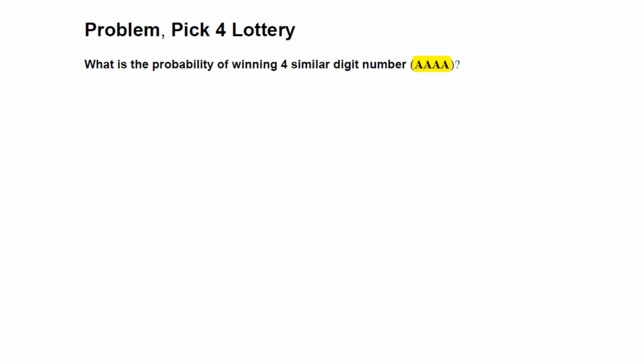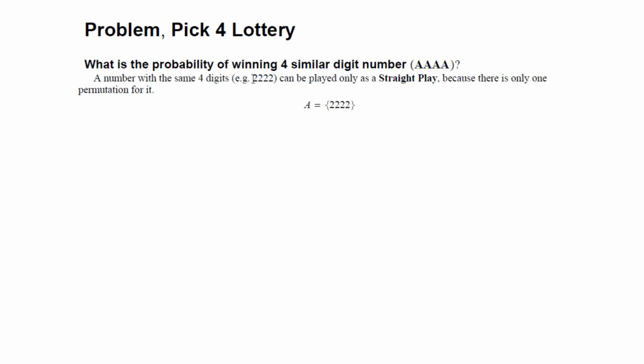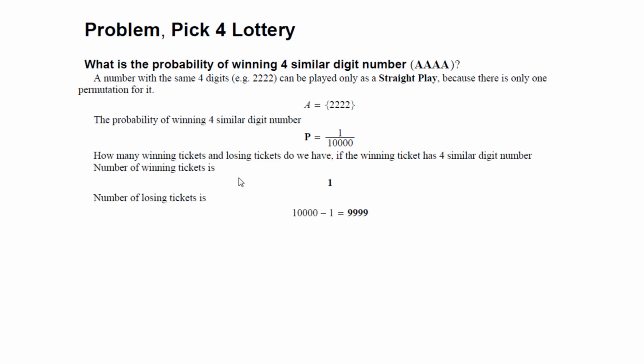Another question, what is the probability of winning with a 4 similar digit number? So we have a ticket of the form AAAA. In such case, let's assume this ticket is 2222. This ticket can be played only as a straight play, and the reason why is that it cannot be permuted more than once. So we have only one possible outcome of this event, and its probability is 1 divided by 10,000.